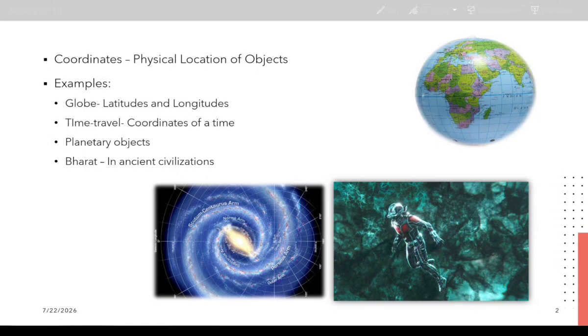So this entire thing comes under a coordinate system, and specifically in our Bharat, people have used these coordinate systems since the Sindhu-Saraswati civilization as well to navigate the local geographies.